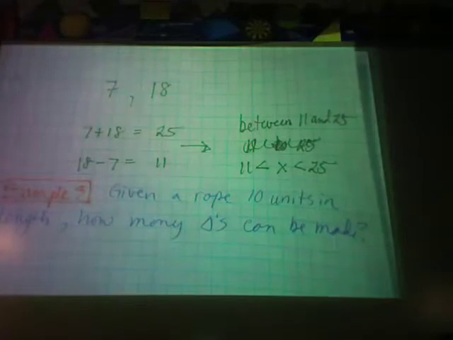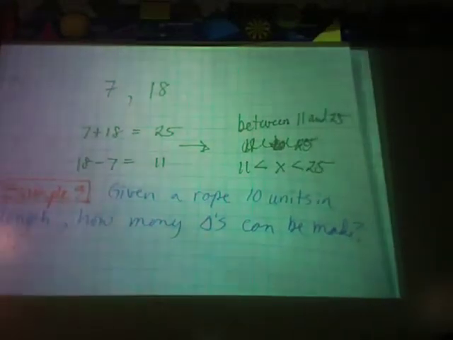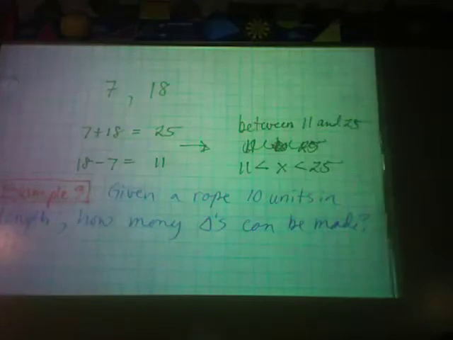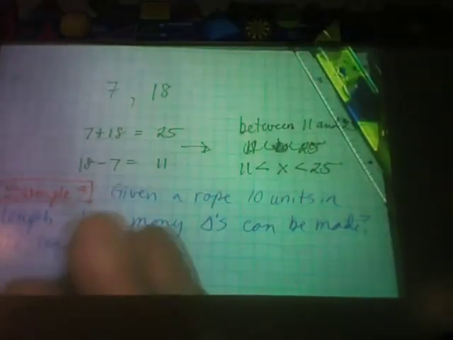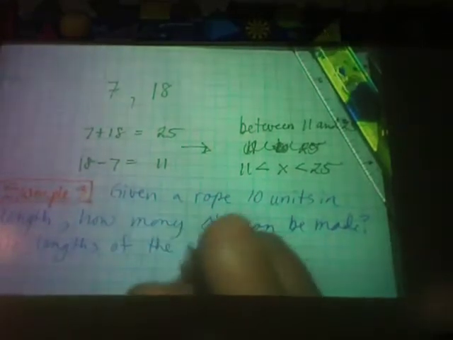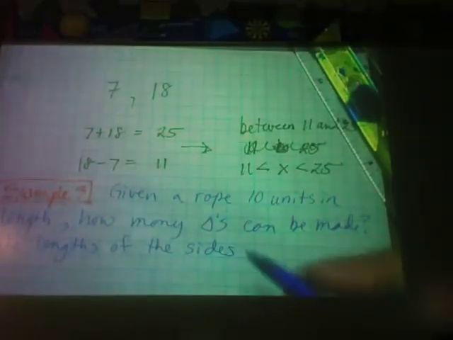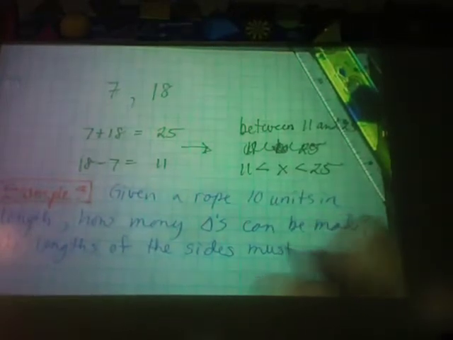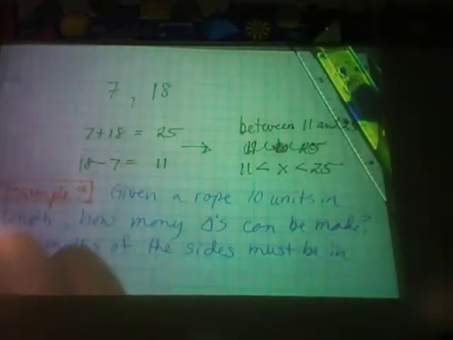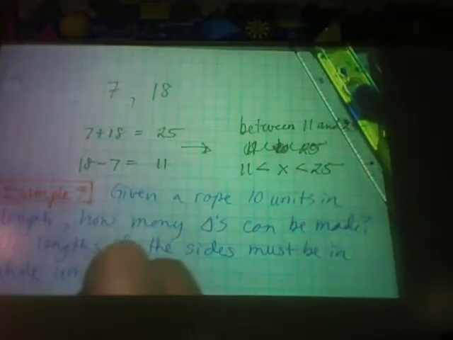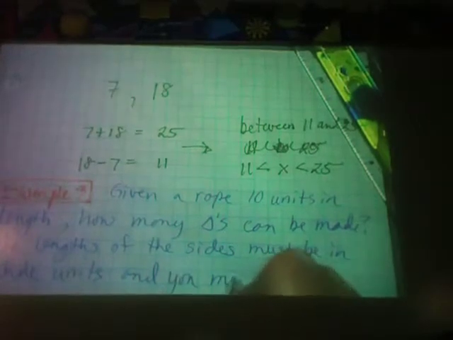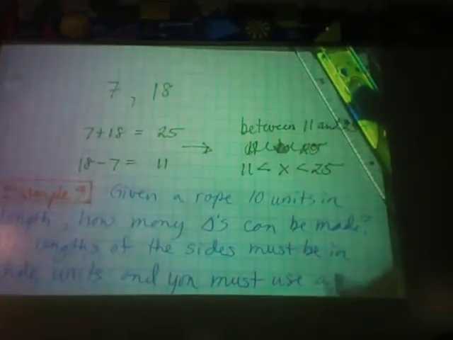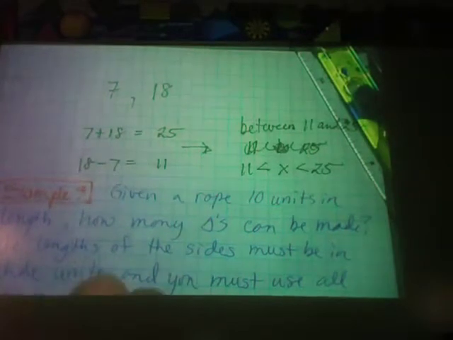Rule number 1. The lengths of the sides must be in whole units, and this is only to help you so you don't have to come up with a zillion different answers. And you must use all of the rope. So you can't have a 1 by 1 by 1 triangle.